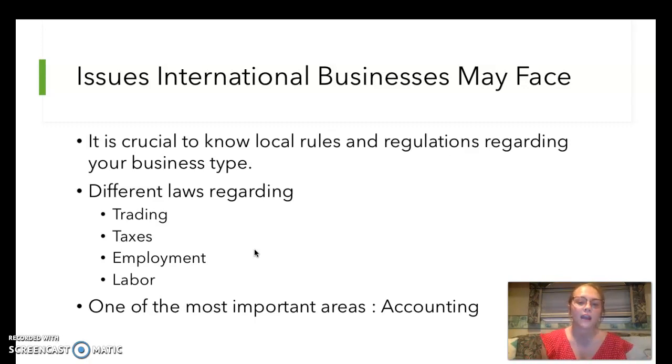One of the most important areas that international businesses should also keep an eye on is accounting, and it is one of the keys to maximizing revenue. It's important to also create a good accounting strategy when doing business internationally. It's also important to know and understand how the different taxes will affect your business and your accounting books.